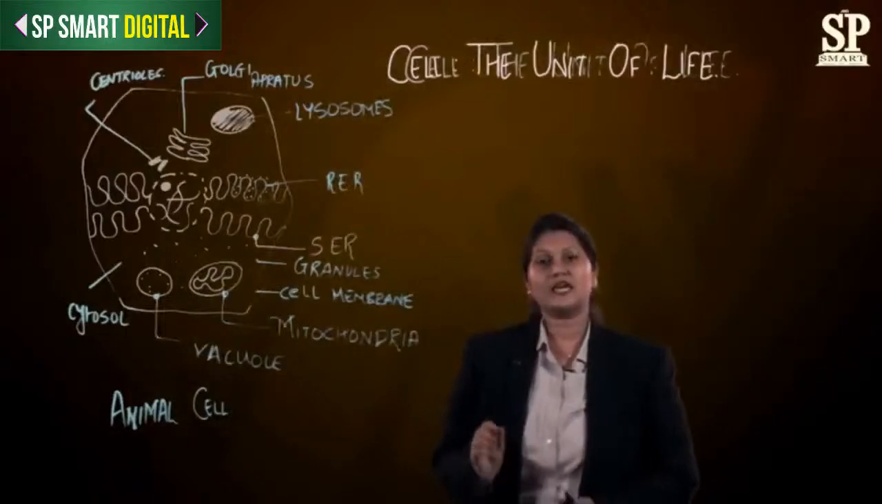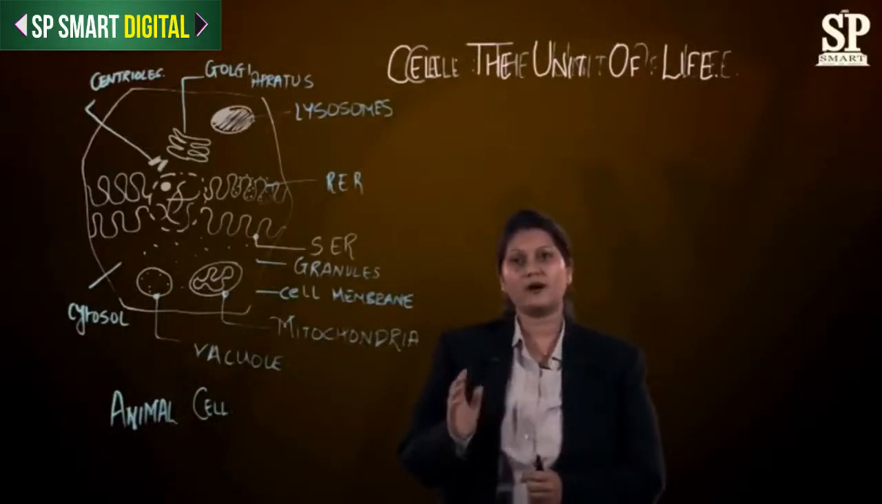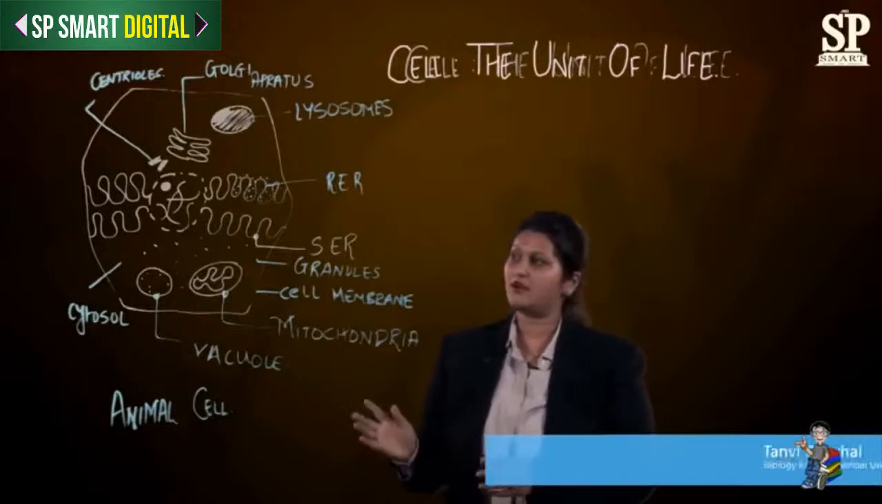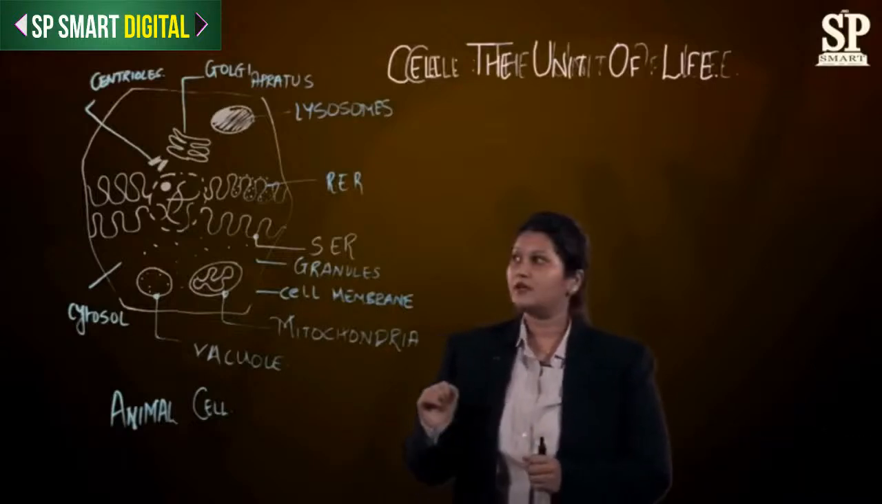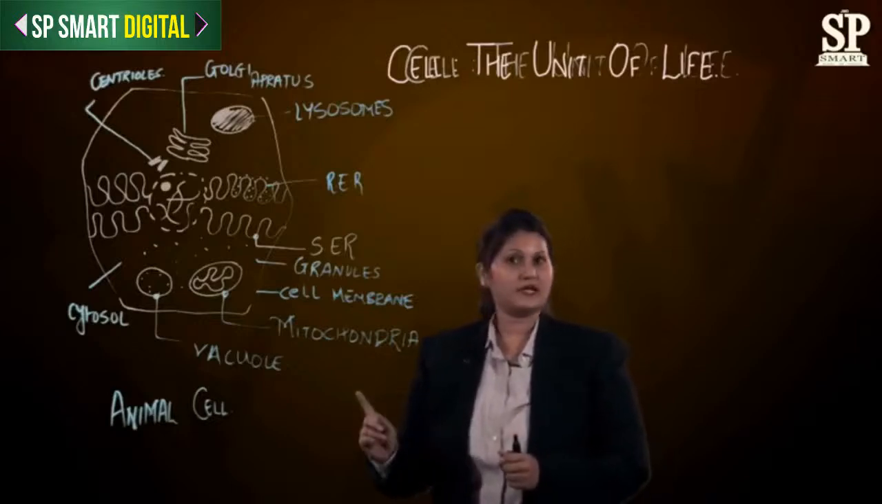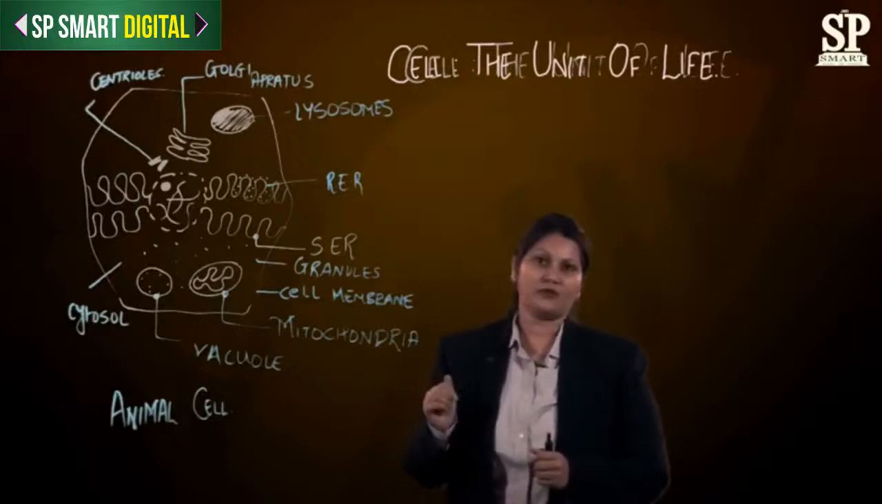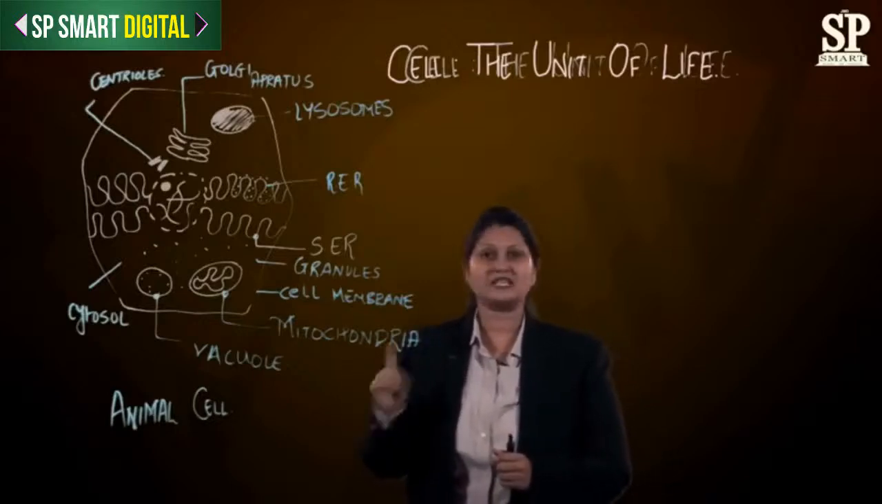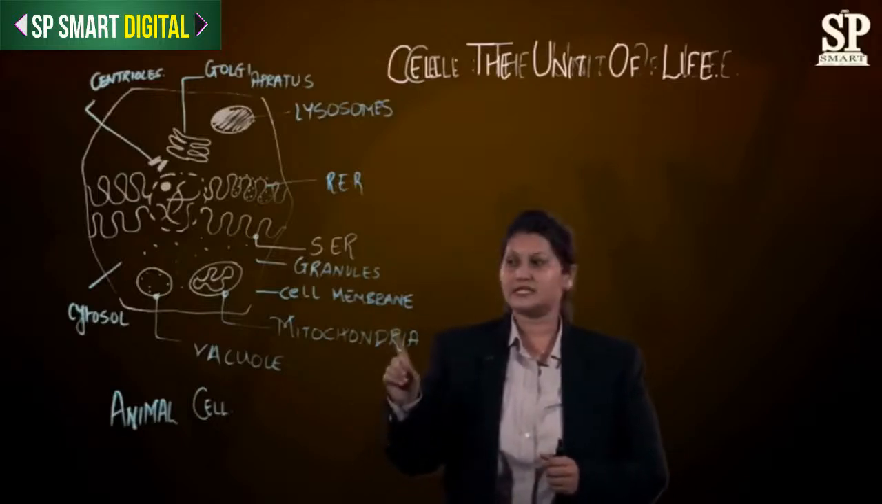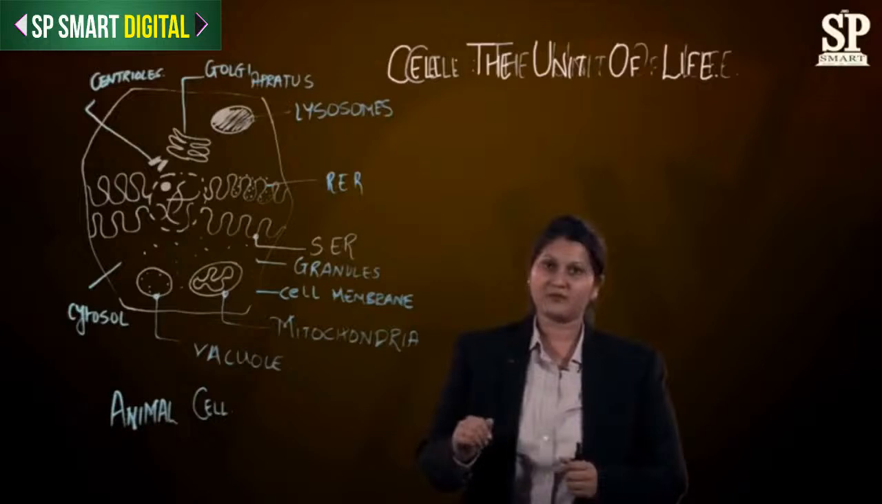Hello students, in the previous session we saw the cell organelles of plants. In this session we will be seeing the cell organelles of animals. Now if you have a look at the diagram of an animal cell, the animal cell will not have a cell wall. It will have only the plasma membrane or the cell membrane.